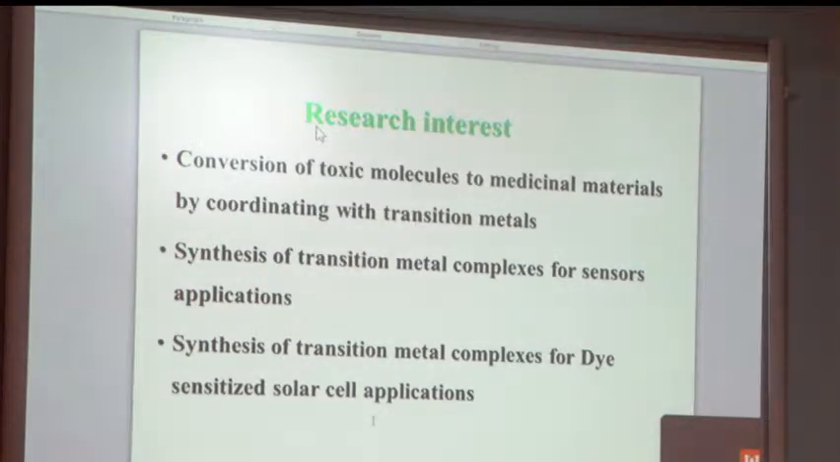After I have said this much, my research interest focuses on conversion of toxic materials into medicinal applications, especially molecules, by coordinating with transition metals. Synthesis of transition metal complexes for sensor applications by modifying the surface of electrodes and sensing some toxic materials from real samples. And synthesis of transition metal complexes for dye-sensitized solar cell application and so on.